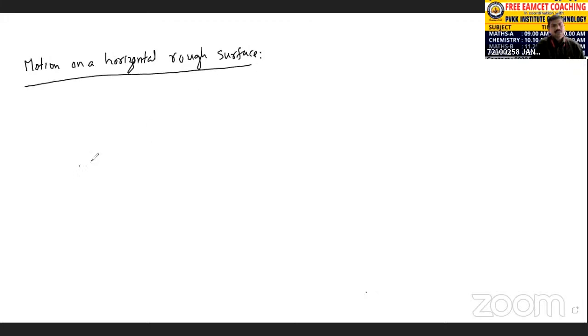Motion on a horizontal rough surface. Suppose this is a rough horizontal surface. M mass of the body is placed on the rough surface.